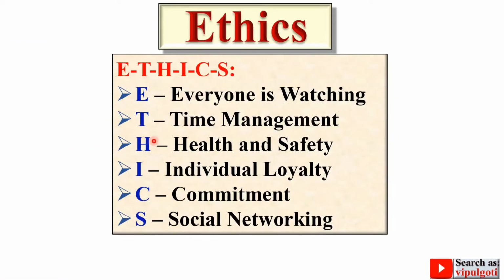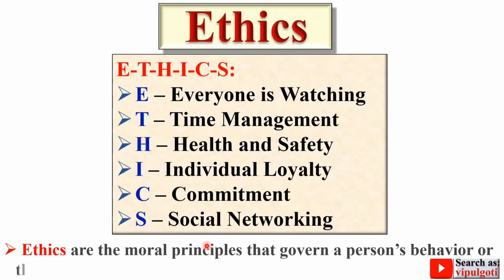First, the meaning of ethics. So here you can see E means everyone is watching, T means time management, H means health and safety, I means individual loyalty, C means commitment, and at last S means social networking. So in short, we can say these are the different points which are more concerned with ethics. Ethics are moral principles that govern a person's behavior or the conducting of activity. So very simply, ethics are the moral principles which directly affect a person's behavior or the conducting of different activities.